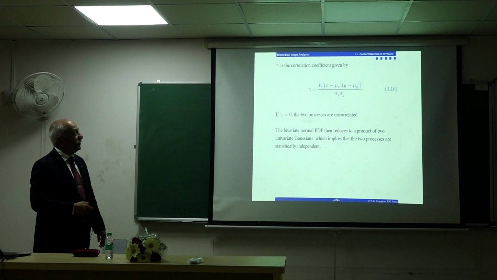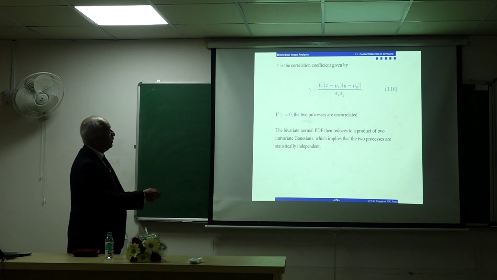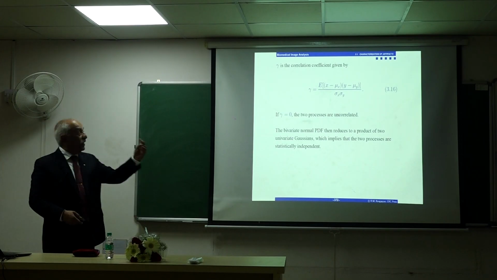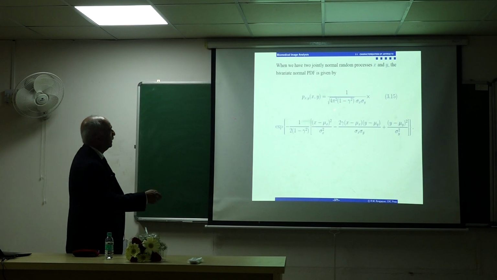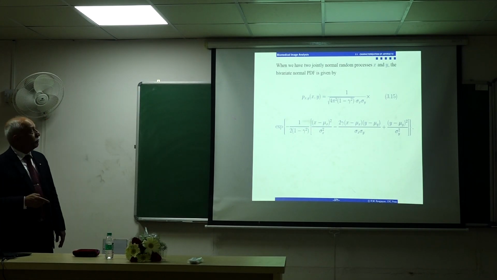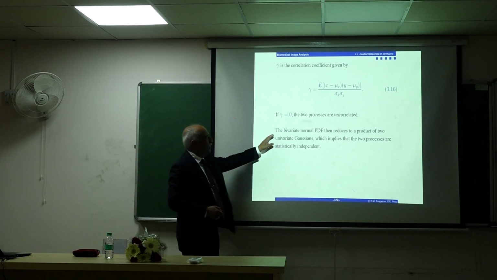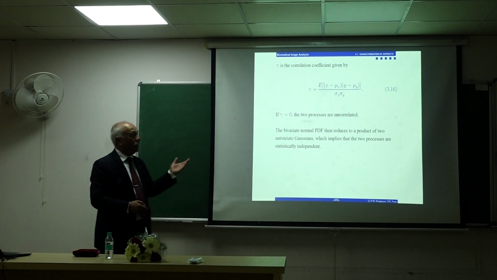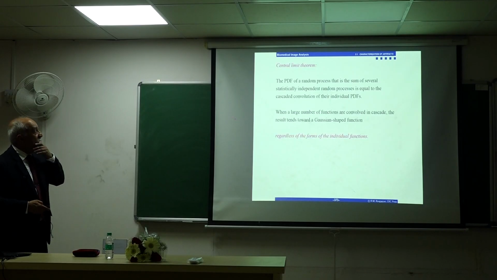And gamma is the correlation coefficient given by the expectation of (x minus mu x) times (y minus mu y), divided by sigma x sigma y. And if they are uncorrelated, gamma is equal to 0, and then that goes away, that goes away, that goes away. You get a product of 2 Gaussians. So the bivariate normal PDF reduces to a product of 2 univariate Gaussians, and they are statistically independent then.